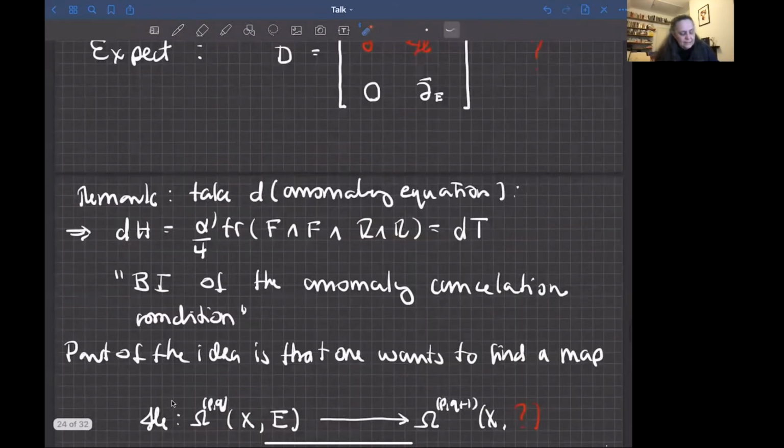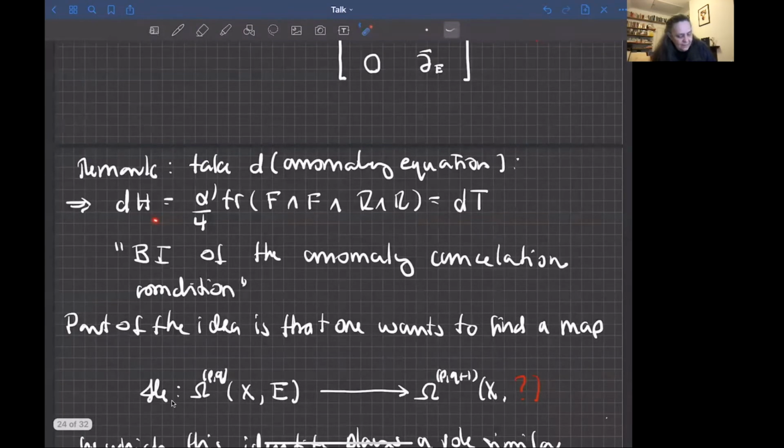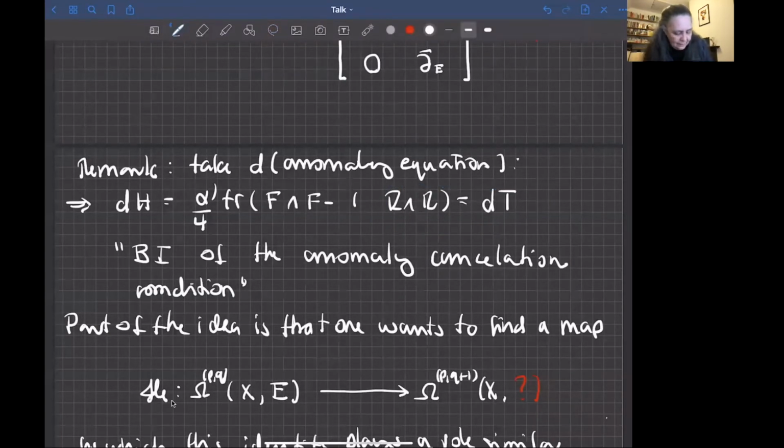So then what that gives you is that the D of H is, apart from this constant, the trace of R squared minus, there's a typo here, minus the trace of R squared, all together here. And that should be, of course, the D of the torsion of the Bismut connection. In the physics literature, this is called the Bianchi identity of the anomaly cancellation condition, right?